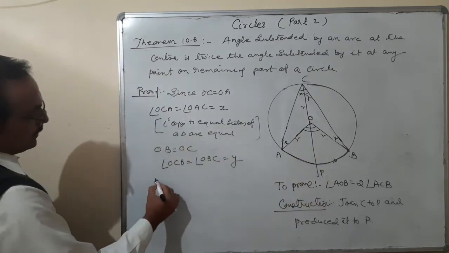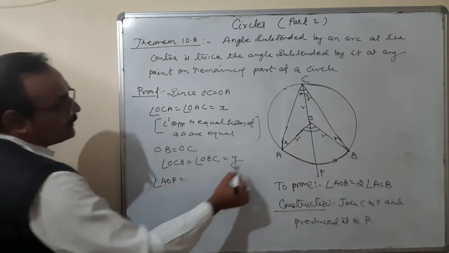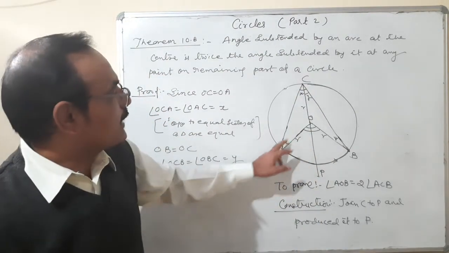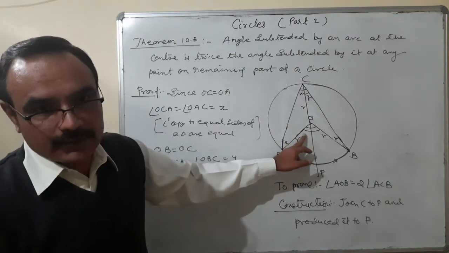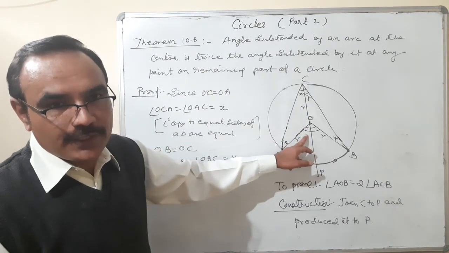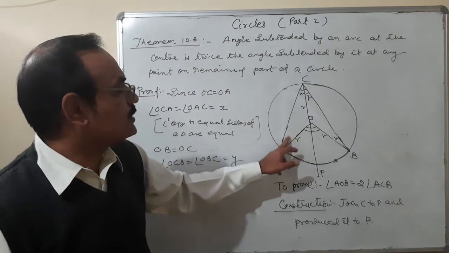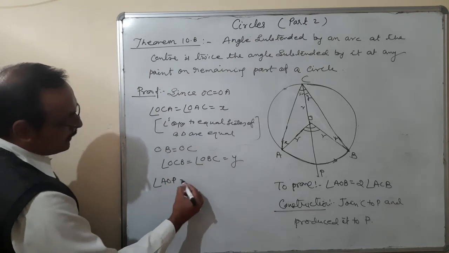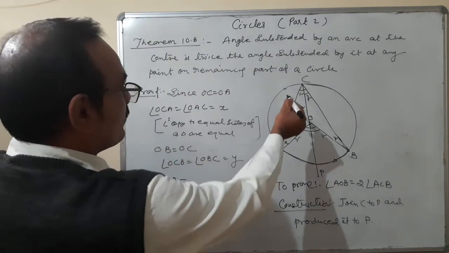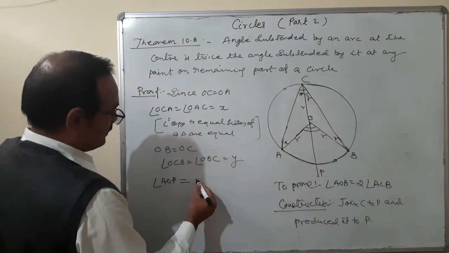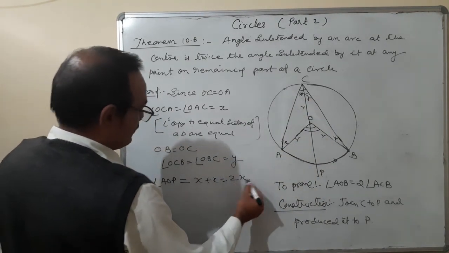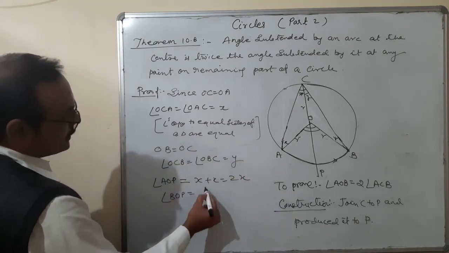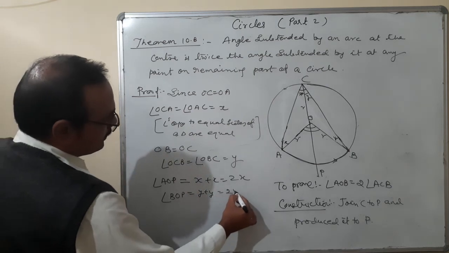Angle AOP is an exterior angle of triangle AOC. In triangle AOC, this angle is the exterior angle. And you know that an exterior angle is equal to the sum of the two interior opposite angles. So here, angle AOP is equal to angle x plus angle x, 2x, okay, and angle BOP is equal to angle y plus angle y, that is 2y.